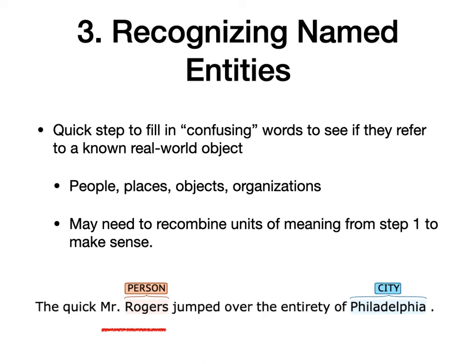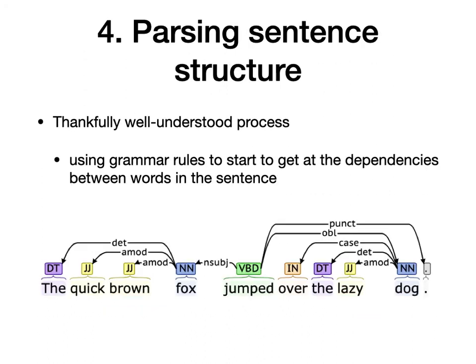Okay, so now we've really filled out the sentence and we've kind of made sense of what kinds of words are available in the sentence. Now we can reparse its structure. Thankfully, this is a pretty well understood process, right? We parse out the sentence diagram, and then we can use that, using the grammar rules, to start to get at the dependency between words in the sentence, right? So which things modify which other things. If we have these two nouns, fox and dog, and all this other stuff going on, how do we form the relationship? Which things are referring to which things, right?